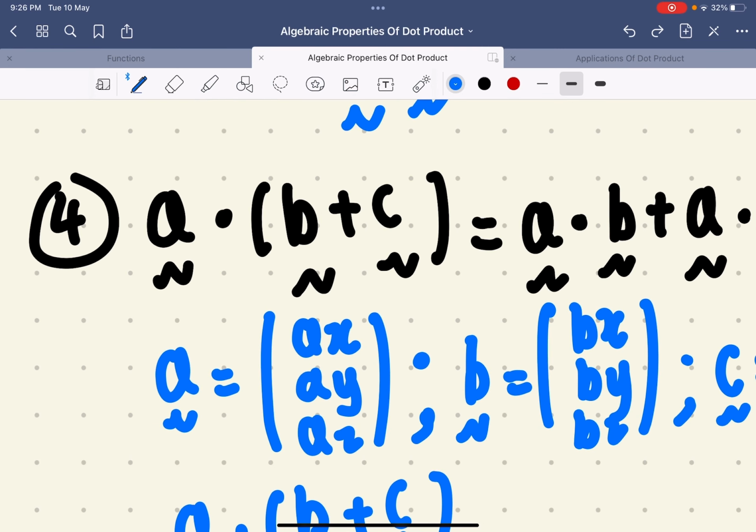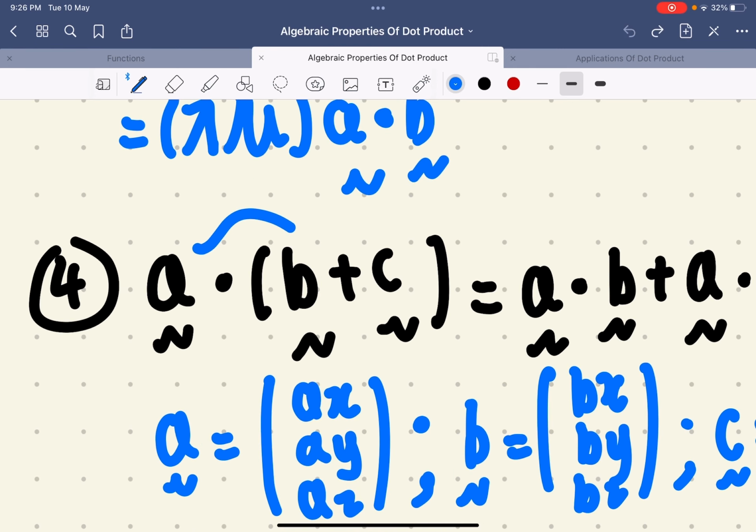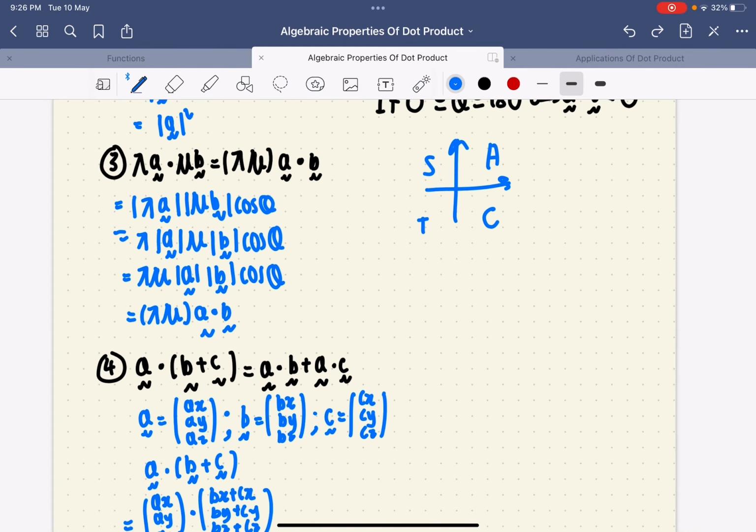So it's not just the rainbow method. These are vectors. We cannot just anyhow rainbow them together.